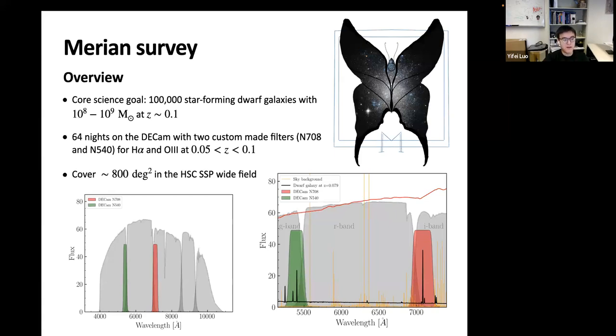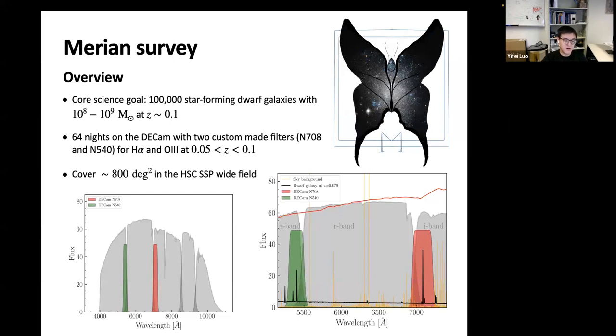Just to give you a very brief idea of what the Merian Survey does. The core science goal is to get a lot of star-forming dwarf galaxies between 10^8 and 10^9 solar masses at redshift 0.1. We got about 16 nights on the Dark Energy Camera, a large field of view imaging camera on the 4-meter Blanco telescope in Chile.